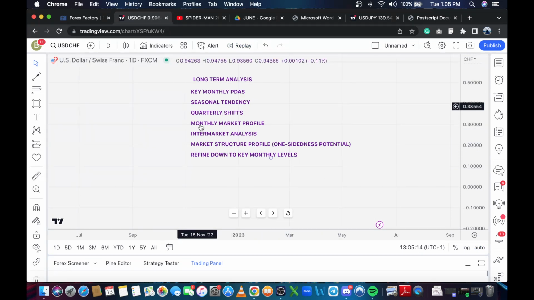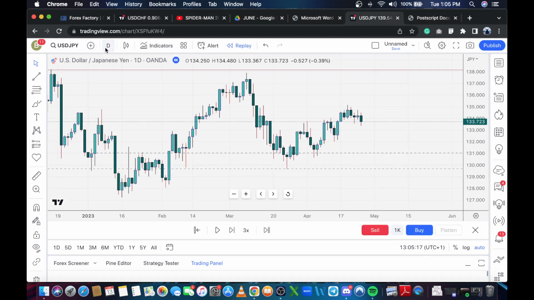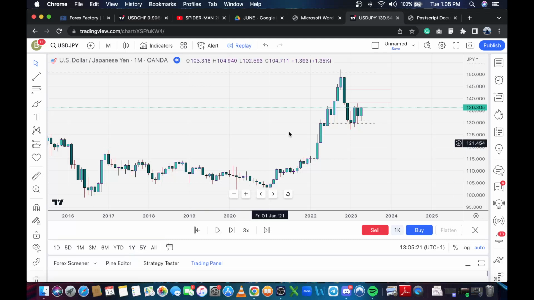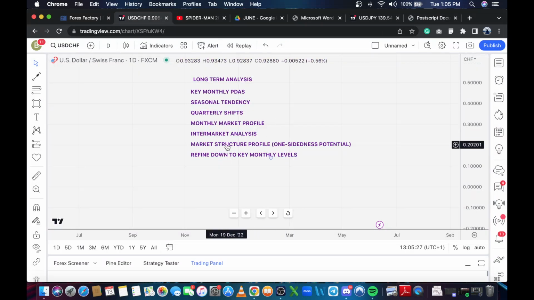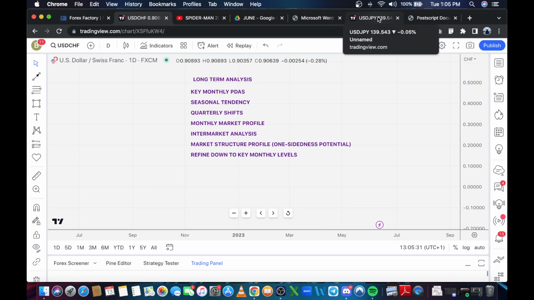So here you can see again just an easy breakdown, and I don't want to go down to a daily time frame. We're more interested in the monthly time frame. And all I've done here by using seasonals and by using market structure profile and by identifying our QPD levels is we already know what we're looking for. We're looking for bullishness, just nothing else we need to know.